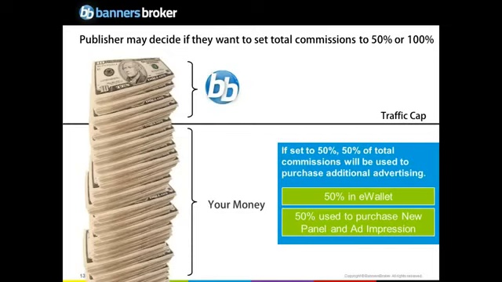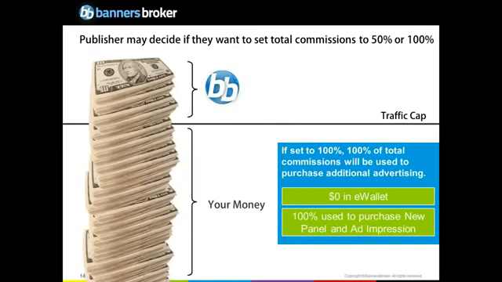So I want to be very clear here. If you set your panel to 50%, that means 50% of the total commissions earned on these panels you are going to have in your e-wallet. The other 50% is going to buy you additional advertising. So a lot of you have contacted support because you're like, well, my commission says $500, but my e-wallet says 0. I can't touch that money. Well, no, that means you either set your panel to 50% or 100%.